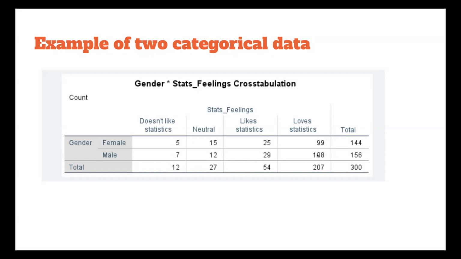So if you see, we have 108 males who love statistics and 99 who don't love it. So you can compare two categorical variables with a table. Here they are using counts, right? So tables do a lot.